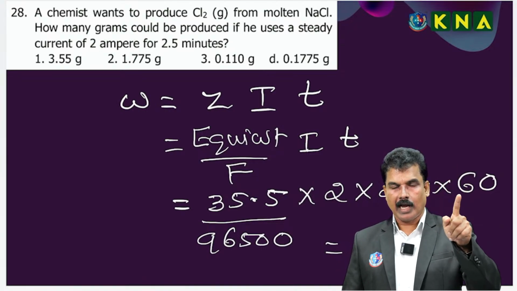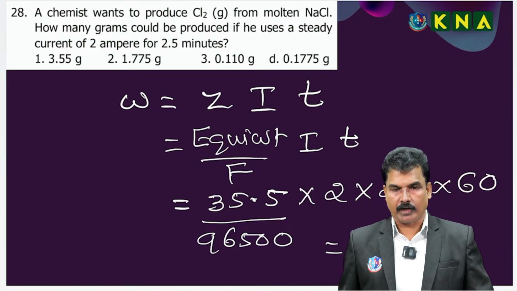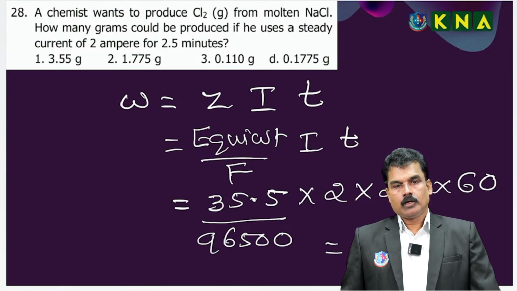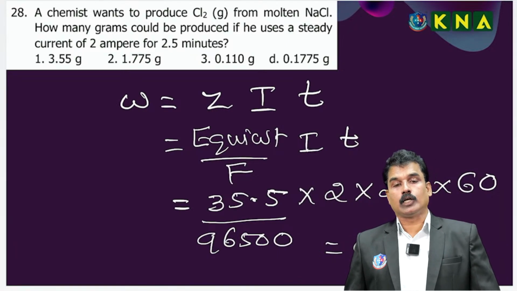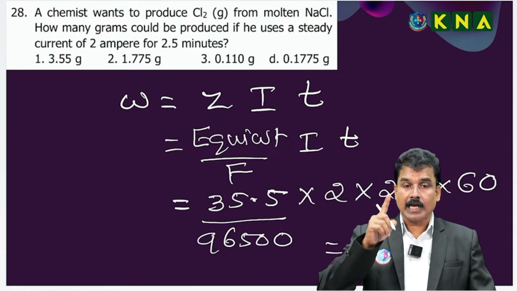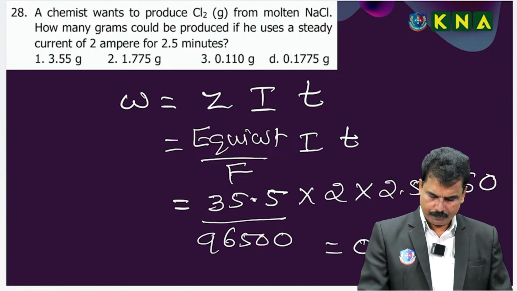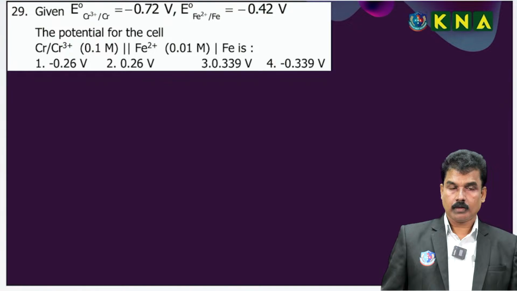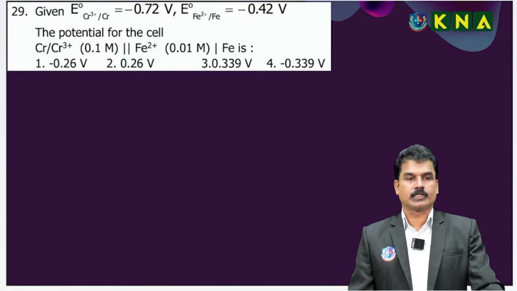Here chlorine, atomic mass 35.5. Cl2, we are not taking Cl2 71. Equivalent weight is atomic weight by valency. Okay. Shall we move to the next one?